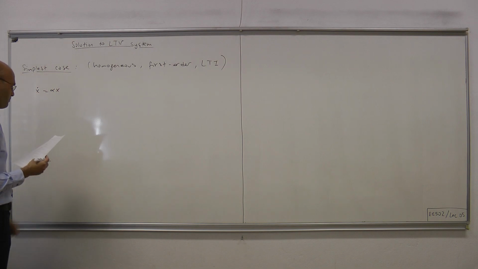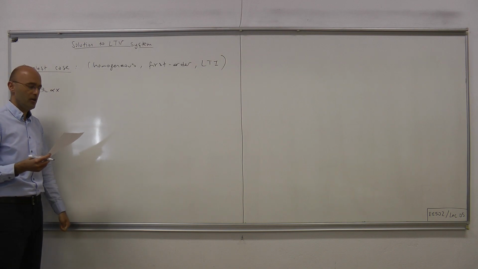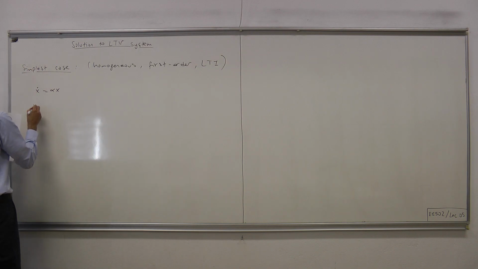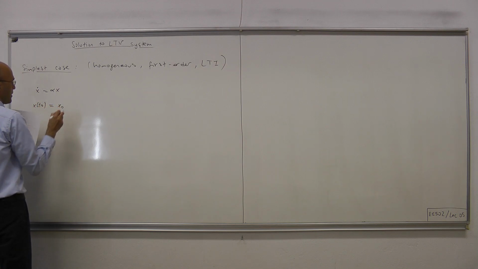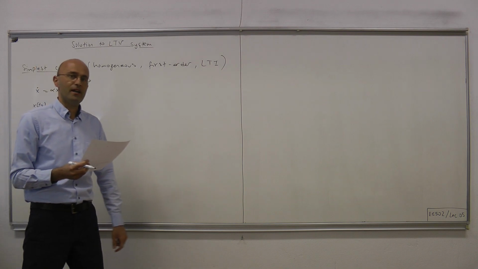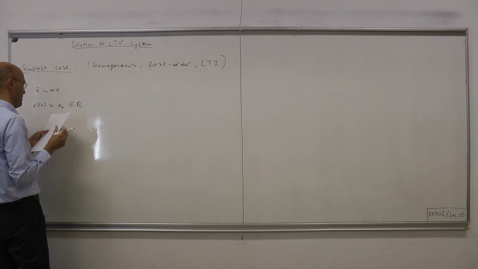Okay, so this is the simplest first order differential equation: x dot equals alpha times x. x is a scalar, alpha is a real constant, and suppose that we start from some initial condition on the real line. Let's call it x0.